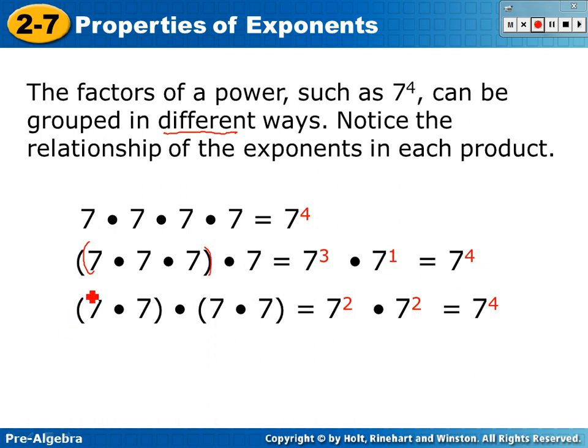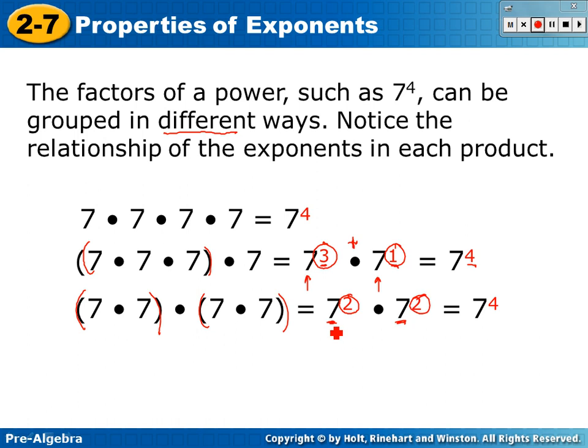We could group it into two things here, 7 times 7 times 7 times 7. Now, you should begin to realize 7 to the 3rd times 7 to the 1st. Notice the bases are the same. They're both 7. The exponents are not the same. So what did I do to the 3 and the 1 to make it 4? Well, of course, I added. So whenever we have the bases being the same, all we do is then add the exponents.